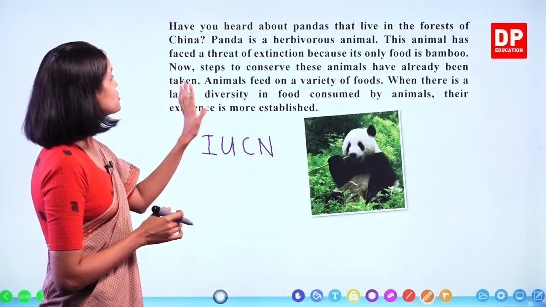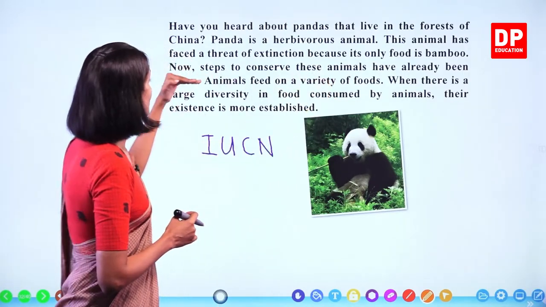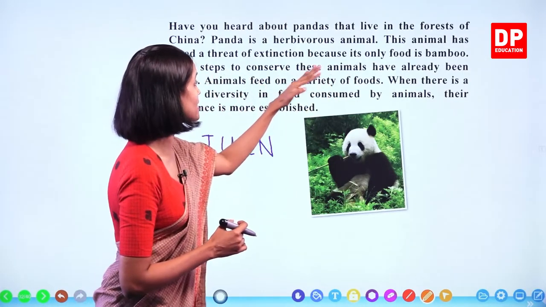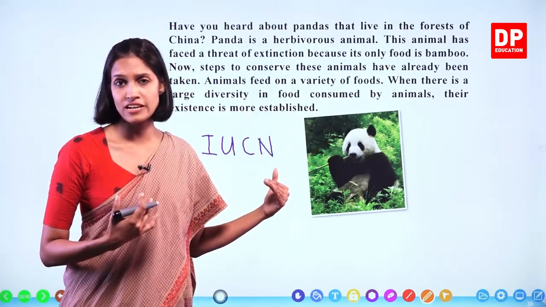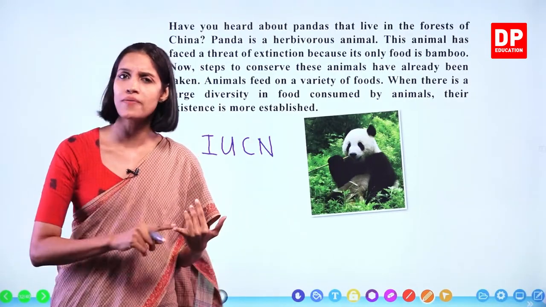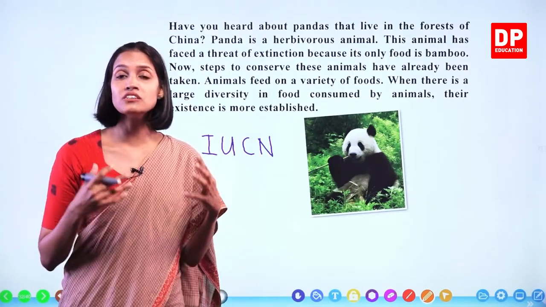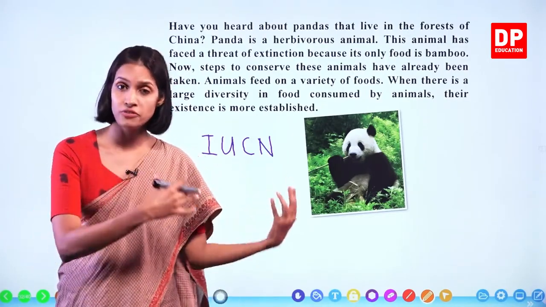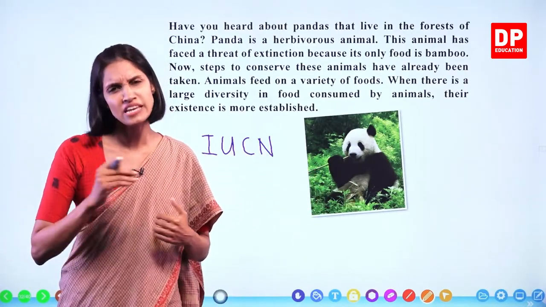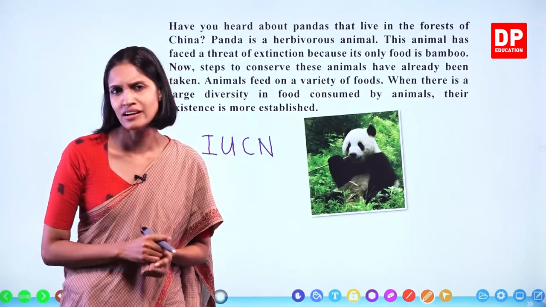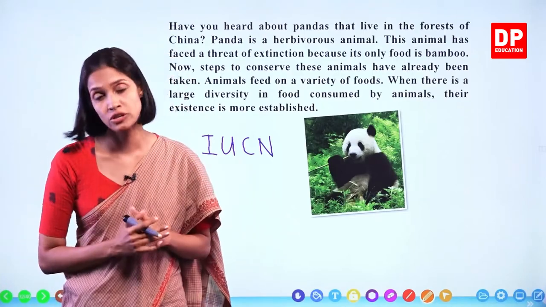Okay, children? So, animals feed on a variety of foods. When there is a large diversity in food consumed by animals, their existence is more established. Like us, as I told y'all, if we don't have one thing to eat, we can depend on something else. If a certain animal feeds on a large variety of food items, even if one type of food item is not there, it's no problem. That is because we have other food items to depend on.